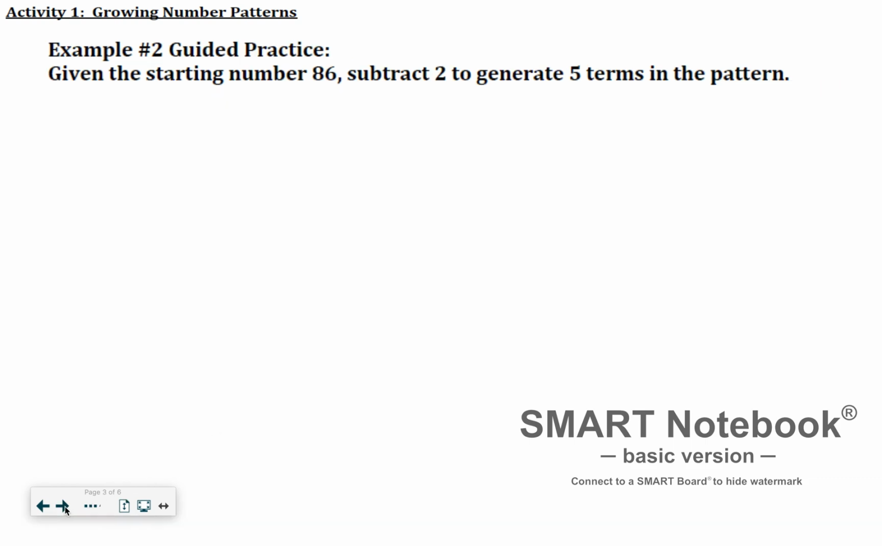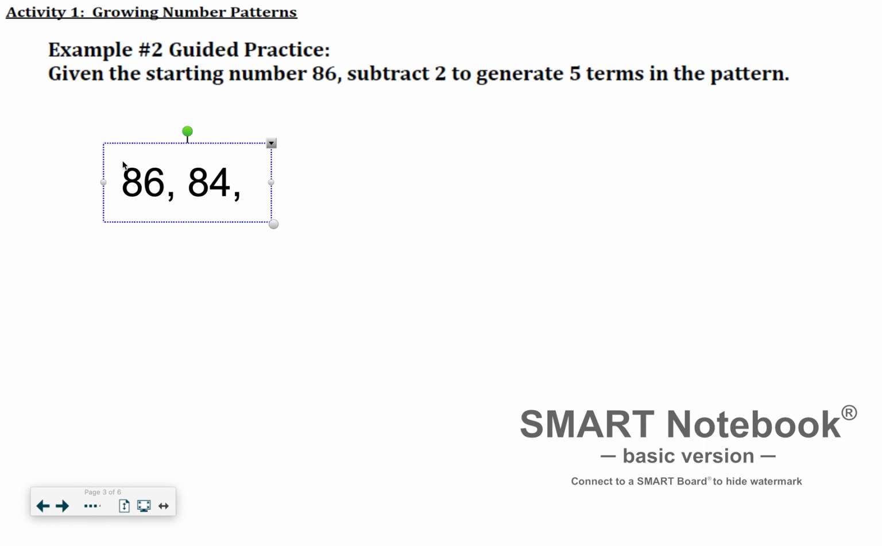Let's try another. Guided practice 2. Given the starting number 86, subtract 2 to generate 5 terms in this pattern. So right away I know that the starting number is 86, and the rule is to subtract 2 each time. So I'm asking myself, what is 86 minus 2? 86 minus 2 is 84, but it's asking us to generate 5 terms in the pattern. So that was one term that I generated.